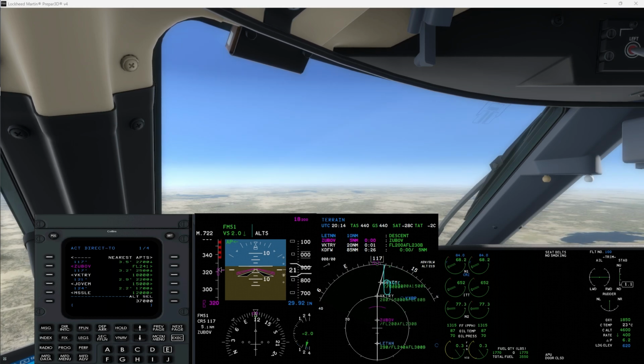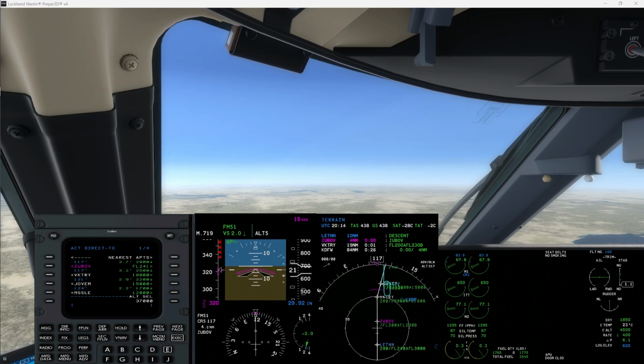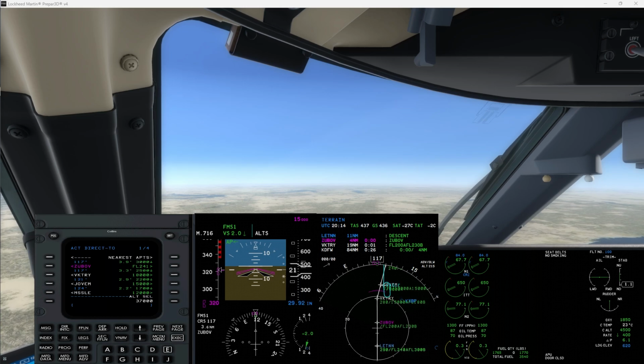So here we are. Now we're crossing flight level 220. I know I can make it to Zubov, no problem. So I'm going to set my next altitude, 15,000. Range to altitude looks good, so we'll not touch the rate of descent.